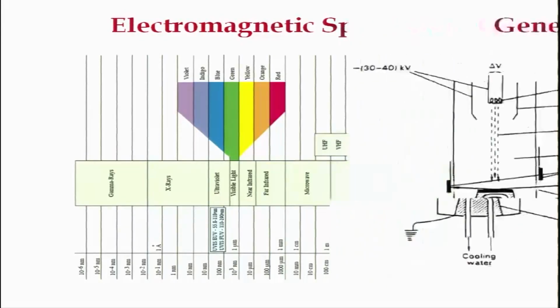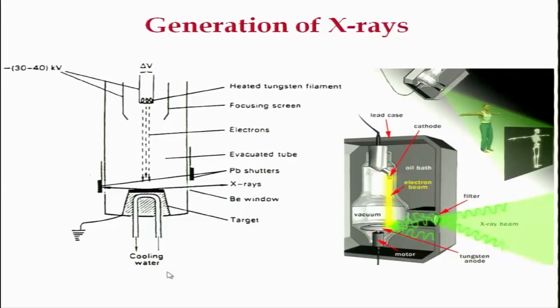So how does X-ray get produced? This is a picture which shows you the production of X-rays. What happens in this case is you have a heated tungsten filament which is kept at a very high bias, 30 to 40 kilovolt, which is a very large amount of voltage. Under this high voltage, the filament emits high energy electrons, and they leave in an evacuated tube. So this whole thing is kept inside an evacuated tube so that you have no scattering by the air molecules.